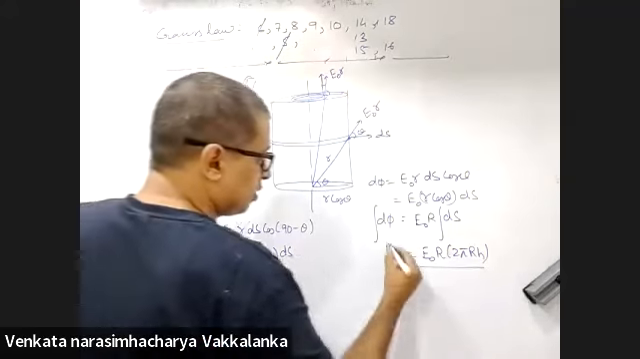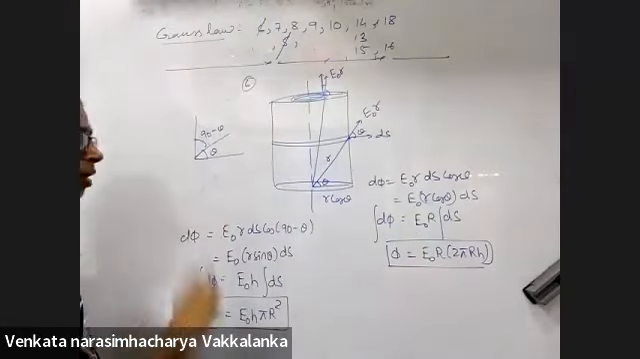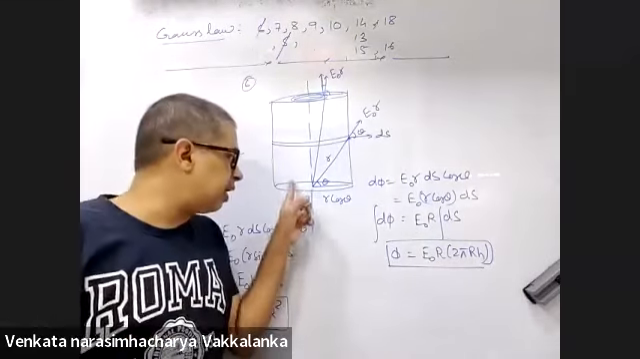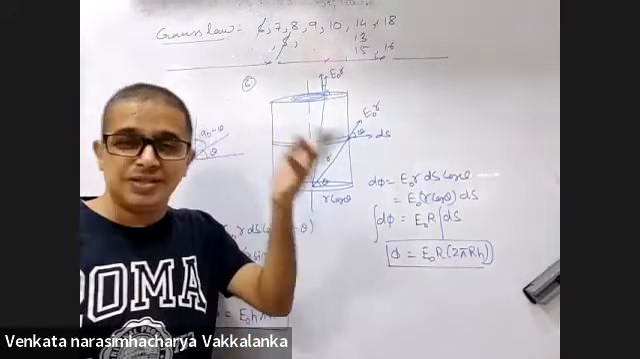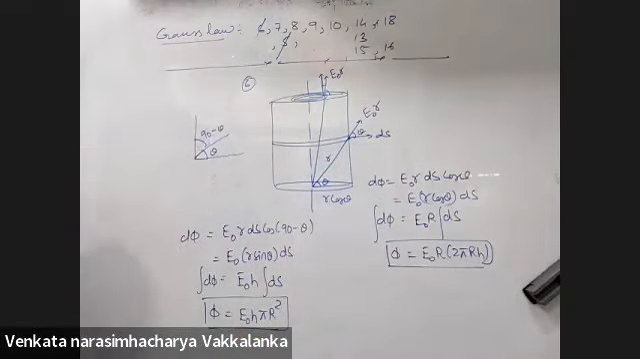Flux through the curved surface area, flux through the upper part of the disk. Why did I not calculate the flux through the lower part of the disk? Zero. Perpendicular. So the area vector is perpendicular.